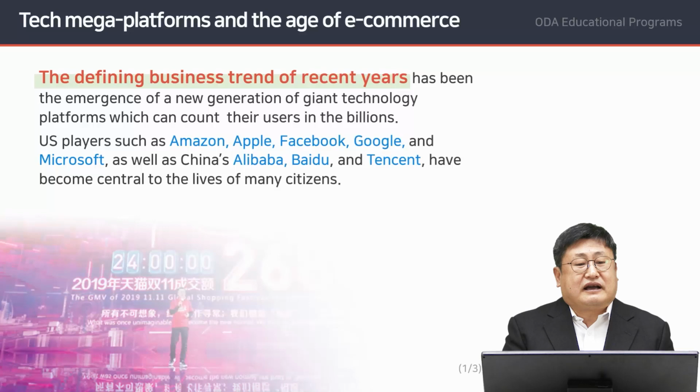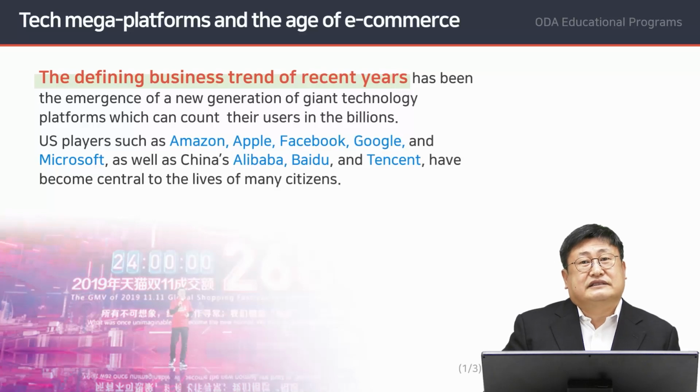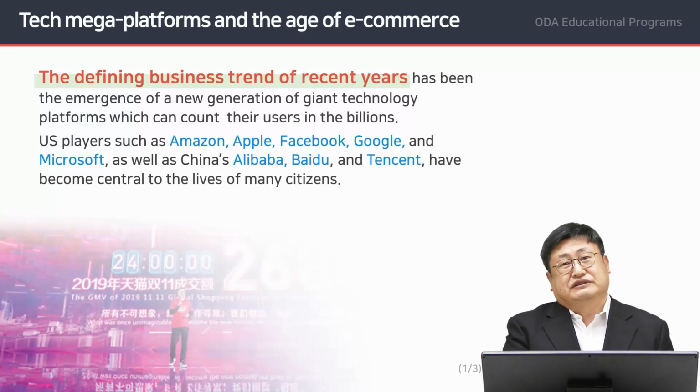And the tech mega platforms and the age of e-commerce. As you can see, because of COVID-19, people were not going to restaurants, not going to stores to buy their groceries and some of their living goods, and instead they converted to online channels like Amazon.